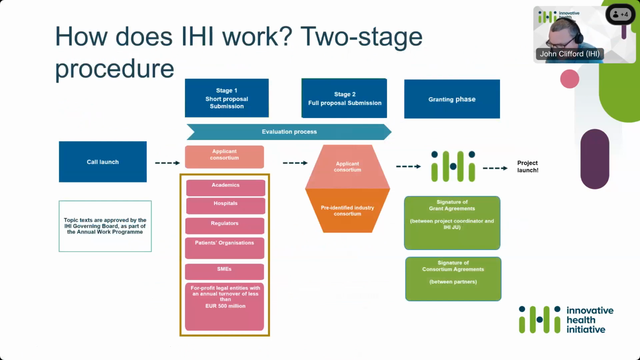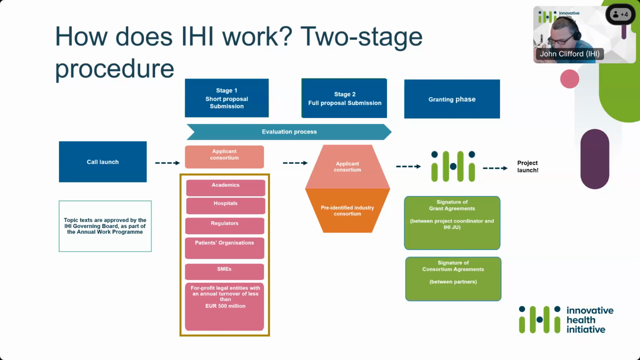Before we go on to the topic itself, as mentioned earlier, Call 10 is a 2-stage call. So how does such a call work? The call topic has been defined by what we refer to as the pre-identified industry consortium. In this consortium, the industry partners have aligned around a shared challenge for industry and agreed to work together to commit resources. The pre-identified industry consortium then looks at ideas coming from the public sector and prepares the topic text. Once the topic text is approved by the IHI Governing Board, the topic is then launched as a call for proposals. During the call for proposals, the industry consortium steps aside and we open the call to applicants applying for the public funding, who form their own consortia. These applicants are typically academics, hospitals, regulators, SMEs, patient organizations, and so on.